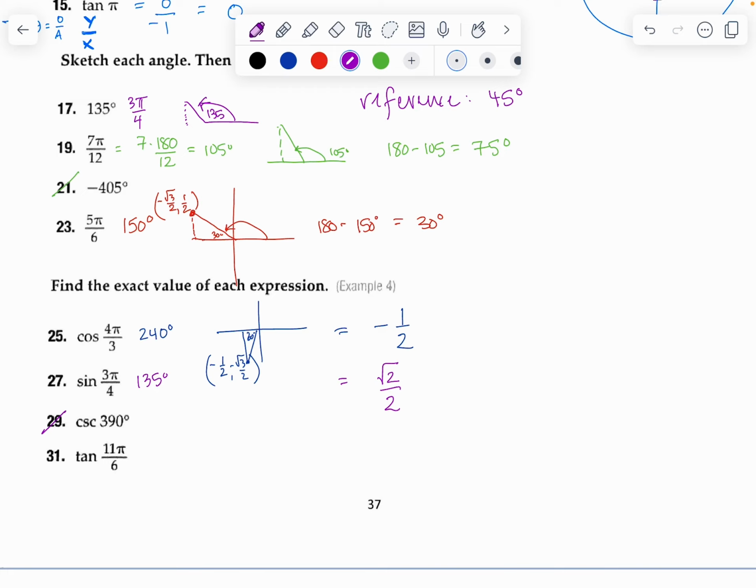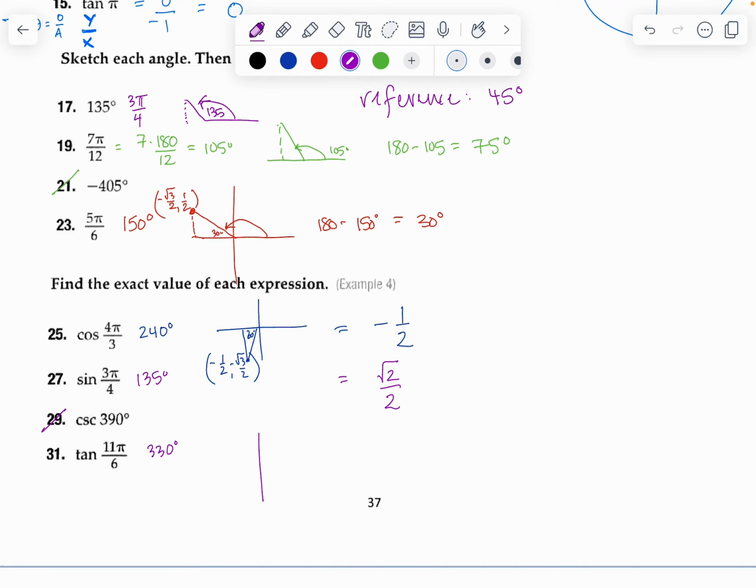All right, at 11 pi over 6, that's 330 degrees. And the tangent there, I need to draw a little picture for this. 330, that's a reference angle of 30 degrees. The coordinate there is square root of 3 over 2, comma, negative 1/2. This is all coming from the unit circle. All right, now tangent is y over x. This might involve a little bit of math here. The y value is negative 1/2 over the square root of 3 over 2.